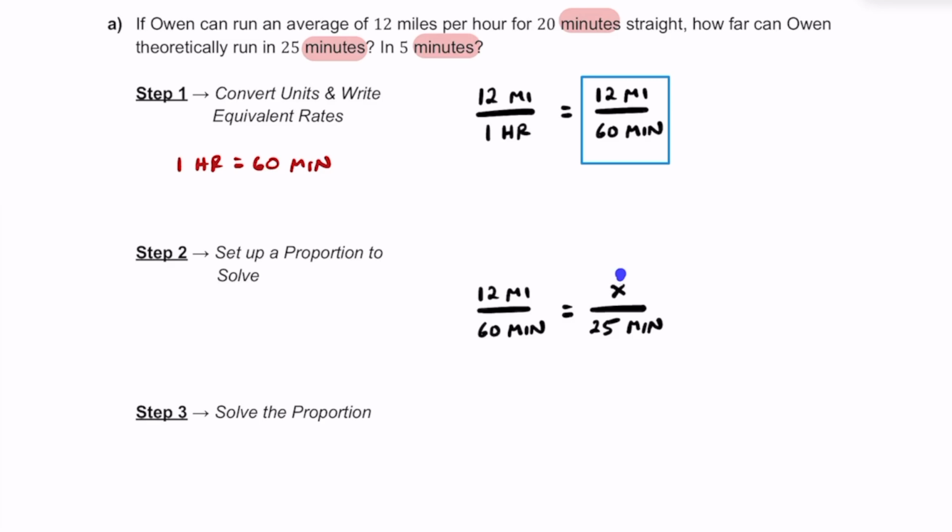All right, now let's go ahead and solve this proportion and figure out how far Owen can run in 25 minutes. Now, first of all, I'm noticing here that these two values have a GCF of 12, I believe. I think we can divide top and bottom both by 12 to make these numbers smaller. If that's true, we're going to have a 1 to 5 ratio, or rate here rather, right? And that's equal to x to 25.